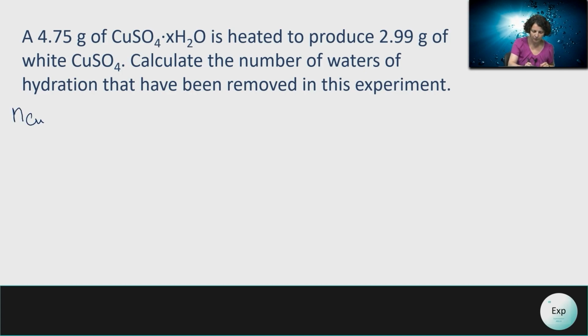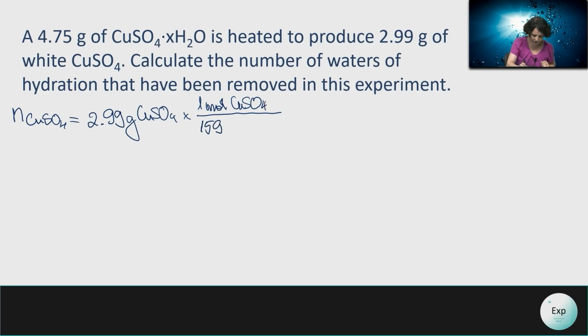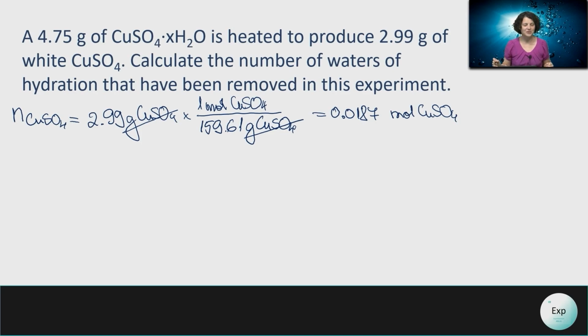So to determine the number of moles of copper(II) sulfate, we are going to take the 2.99 grams of copper(II) sulfate, and we're going to say that every 1 mole of copper(II) sulfate weighs 159.61 grams of copper(II) sulfate. This removes the grams of copper(II) sulfate from the equation and provides our answer in moles of copper(II) sulfate. And the value for that is 0.0187.